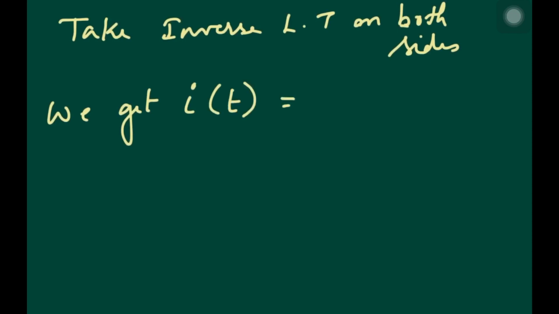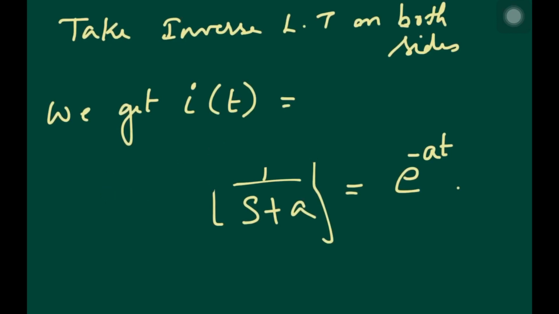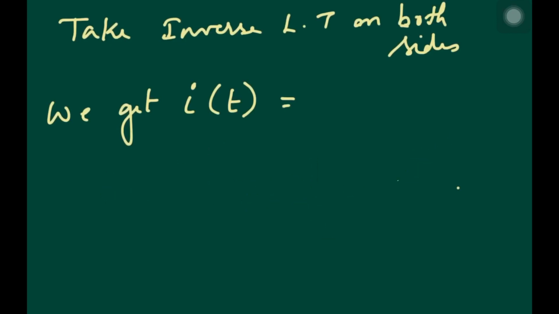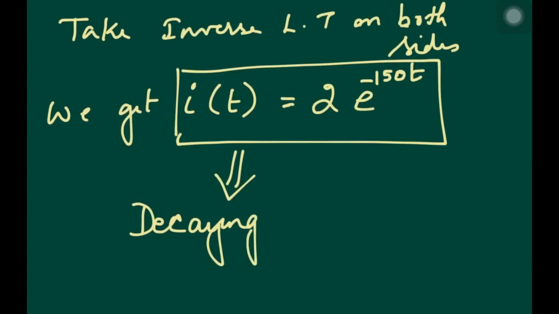2 is a constant which will be written as such, and 1 by s plus 150 has to be taken inverse Laplace transform. The general rule for applying inverse Laplace transform for 1 by s plus a is e power of minus at, where a is the constant value. So based upon that we will be writing the expression for current, which for our case is 2 into e power of minus 150 t. Now this expression shows the decaying transient of the current.